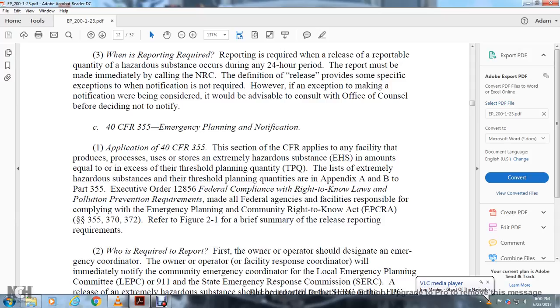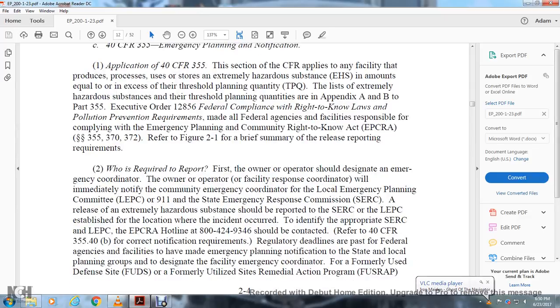Executive Order 12856, Federal Compliance with Right-to-Know Laws and Pollution Prevention Requirements, requires all federal agencies and the facilities responsible to comply with the Emergency Planning and Community Right-to-Know Act. Refer to Figure 2.1 for a brief summary of the release reporting requirements. Who is required to report?